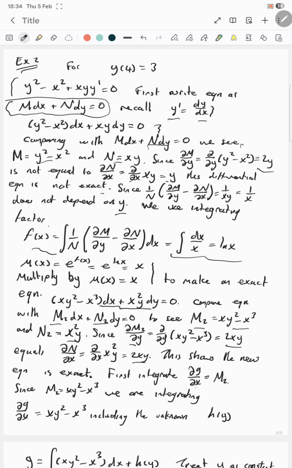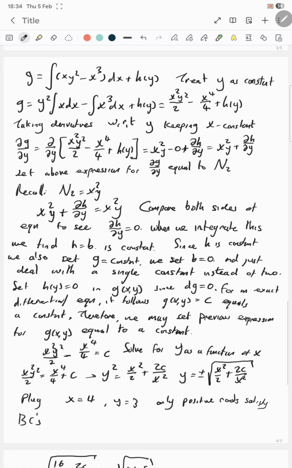Now we first integrate dg by dx equals M2. Since M2 equals this, we are integrating dg by dx, including the unknown h of y again. Now g equals the integral here. We treat y as a constant this time. We're getting this. We're taking derivatives with respect to y and keeping x constant. We're getting this. Now we set the above equation dg by dy equal to N2, and recall N2 equals x squared y. Now we compare both sides of the equation to see this equals 0. We integrate this to find h equals b, a constant.